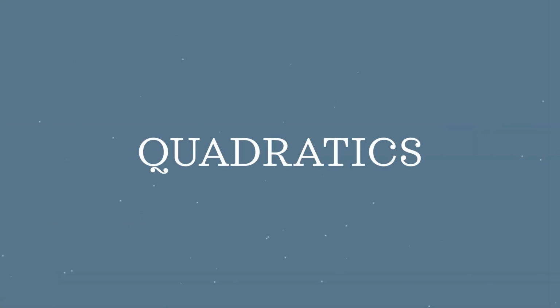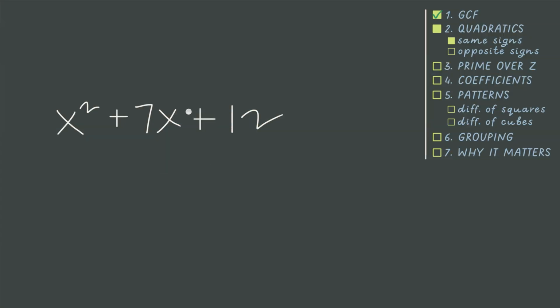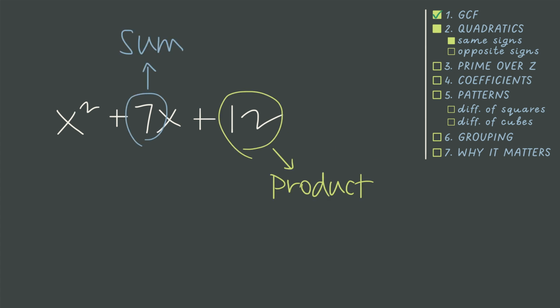Once we've pulled out any common factor, then we want to look to see if what remains is a quadratic. And more specifically, we want to look to see if the second and third terms in the quadratic have the same sign, like they do here. We have a plus 7x and a plus 12. Or if they have opposite signs, where one sign is addition and the other is subtraction. What we're looking for when we try to factor a quadratic are two factors that multiply to 12, whose product is 12, and whose sum is 7.